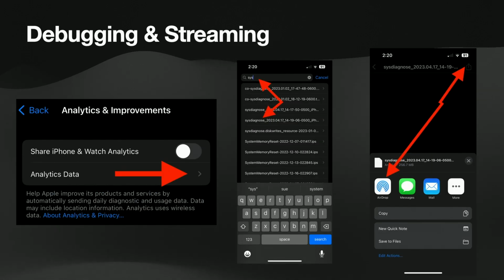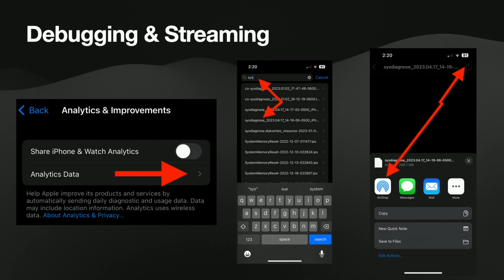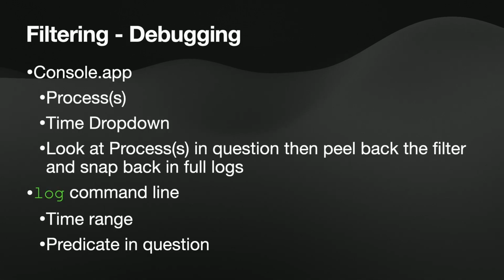Where do you go get that? If you hop into Analytics and Improvements, under there'll be Analytics Data, and you can search for sysdiagnose, and then you'll see the actual file with the timestamp of what you generated, and you can AirDrop that to your macOS device. You can submit it on a ticket or open it up. So that's how you generate that.